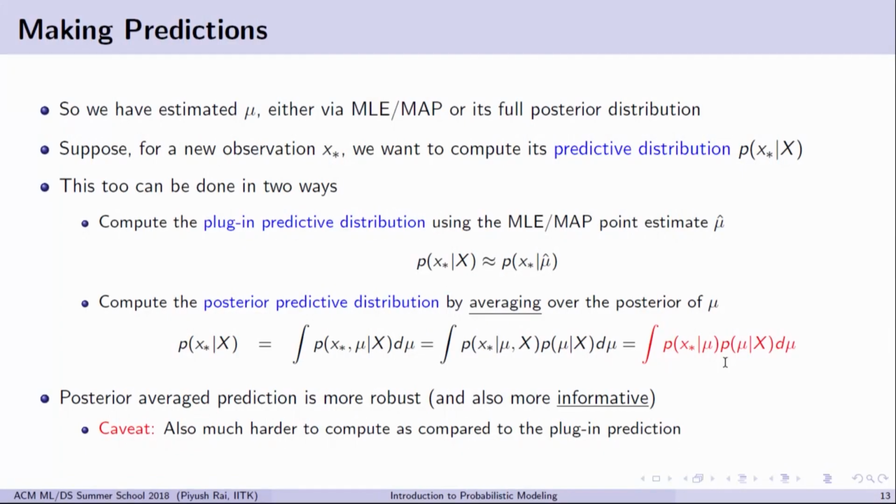As I was mentioning, this posterior averaged version of the prediction is usually more robust because we are not relying on a single value of the parameter, but rather using the whole distribution. But as someone pointed out, this is also much harder to compute compared to the plug-in prediction. If you think of probabilistic modeling, when it comes to prediction, there are two types of tasks. One task is parameter estimation, where we can either do a point estimation using MLE or MAP, or estimate a full distribution.